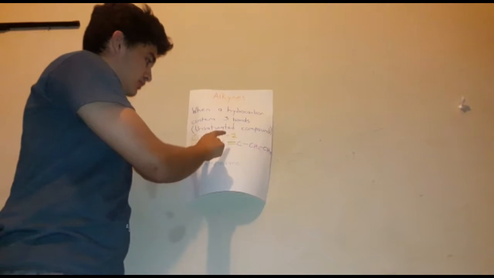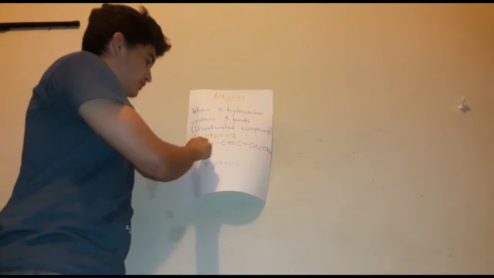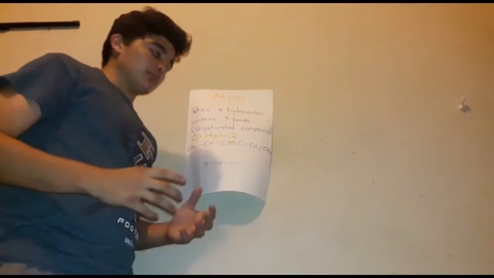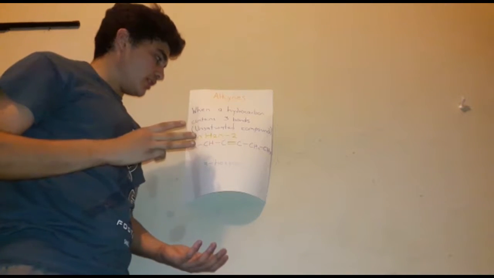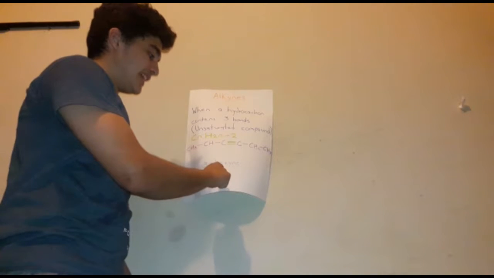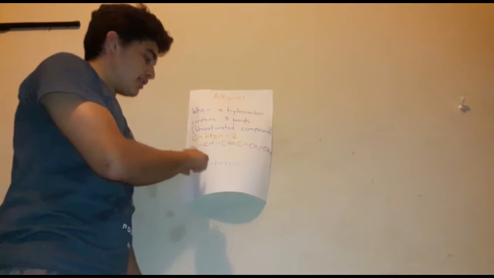We count the carbons 1, 2, 3. There are 3, and 1, 2, 3, 4, 5, 6 makes it a hexane, but we have a triple bond, and the termination is -yne. 3-hexyne.